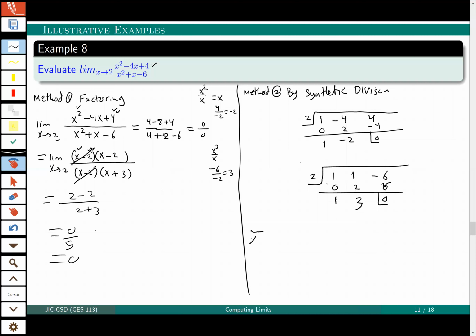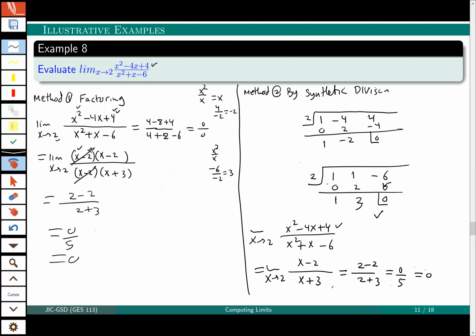So we will have the limit when x goes to 2 of x squared minus 4x plus 4 divided by x squared plus x minus 6. When we divide the numerator by x minus 2, we get the result of the division, which is x minus 2. When we divide the denominator by x minus 2, we get x plus 3. So when we substitute, it will be 2 minus 2 over 2 plus 3, which is again 0 over 5, which is 0.